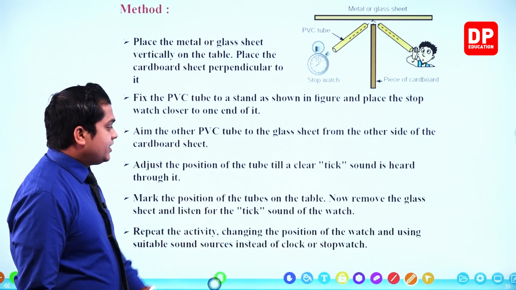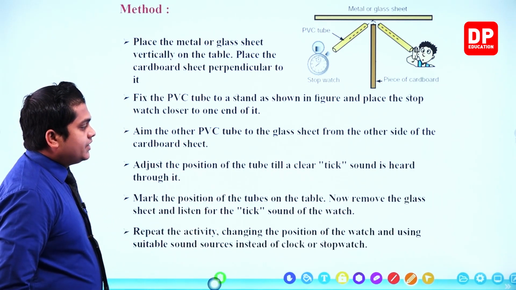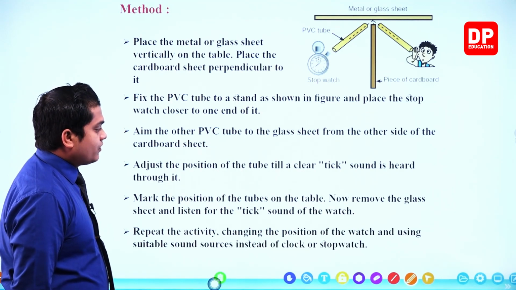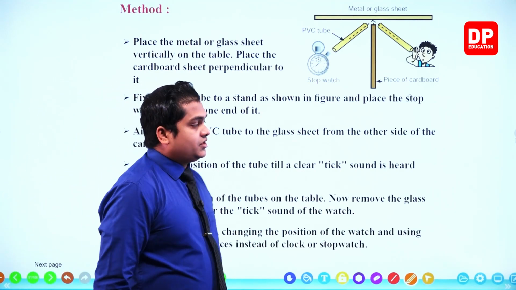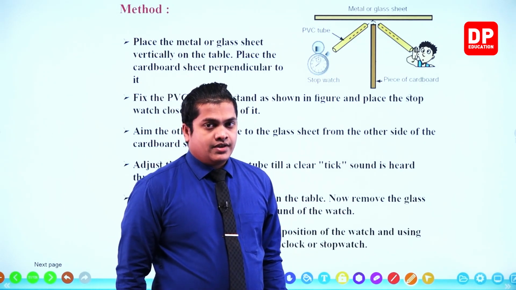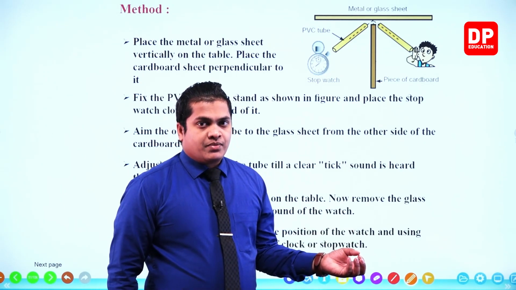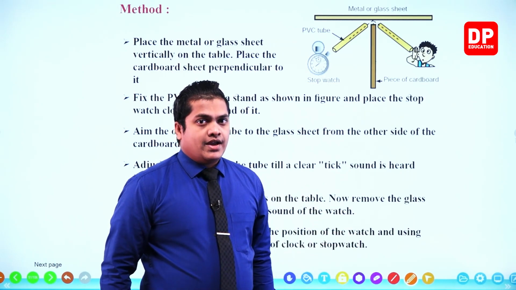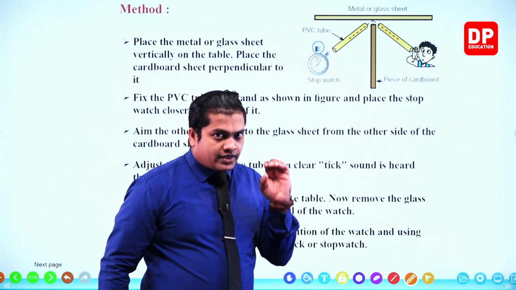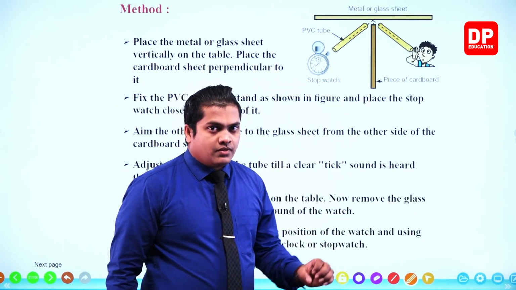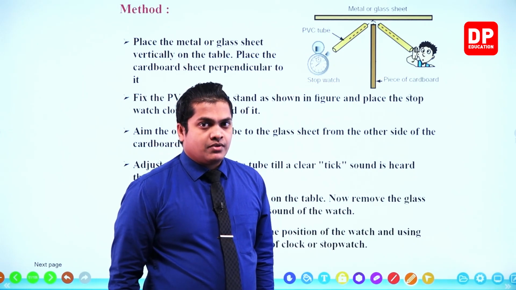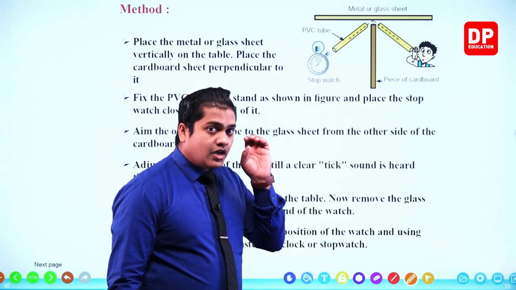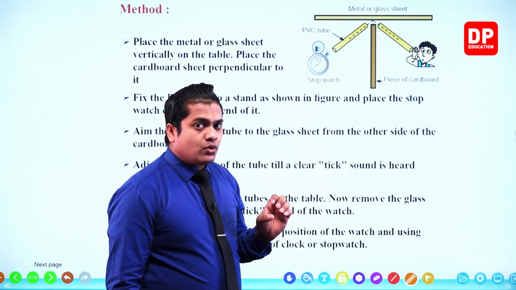Mark the position of the tubes on the table. Now remove the glass sheet and listen for the tick sound of the watch. Actually, you don't need to mark these things, right? You can keep the PVC tube without any trouble, or else you can hold the PVC tube in your hand without any trouble. Okay, right? So in the next step, what do you have to do? Now you know that you can listen to the tick sound very clearly.